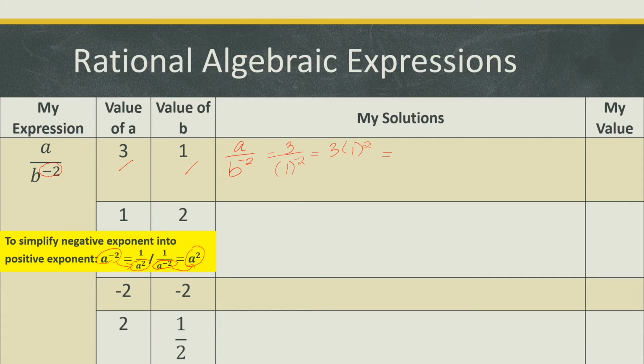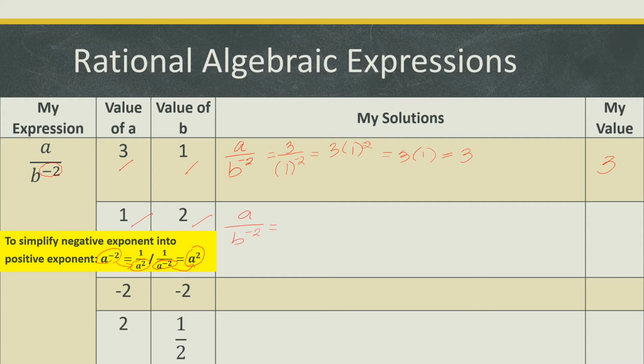So, let us solve. 3 times 1 times 1 is 1. Nawala na yung exponent, and then multiply na natin ang 3 times 1. 3. The value is 3. Next example. Value of A, 1. Value of B, 2. First, copy the given. A over B raised to negative 2 equals.